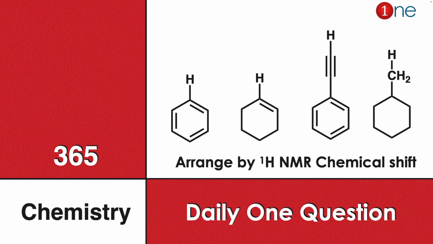Here various different types of hydrogens are given. One is with benzene, another is with alkene, another is with alkyne, and sp3 carbon which is in the side chain. You have to arrange all these protons in NMR chemical shift, from low to high.